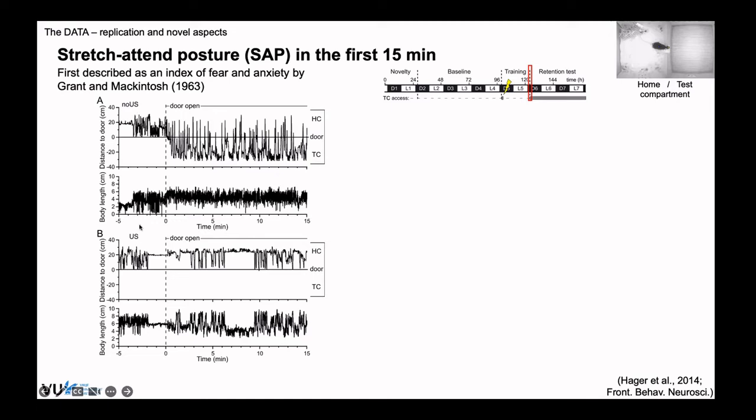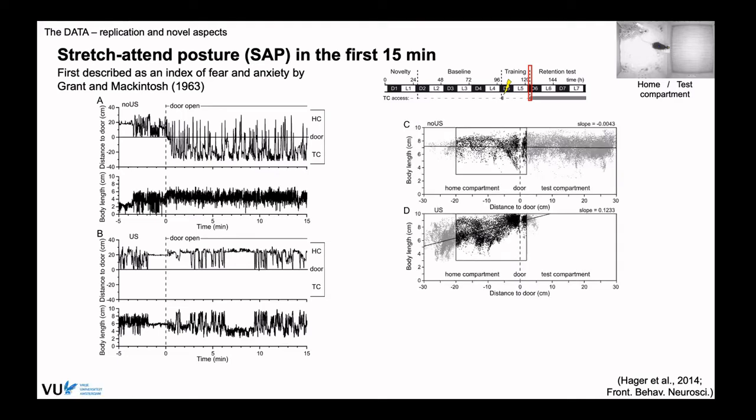Animals with a shock show the same pattern in the beginning, but as soon as the door opens, now they show this very spiky behavior where they are in the back and then they move to the door. Here is the first time after more than 10 minutes that the nose tip is peeking through the door of the test compartment. You see, this is highly correlated here with the body posture. The closer the animals are to the door, the longer they get.